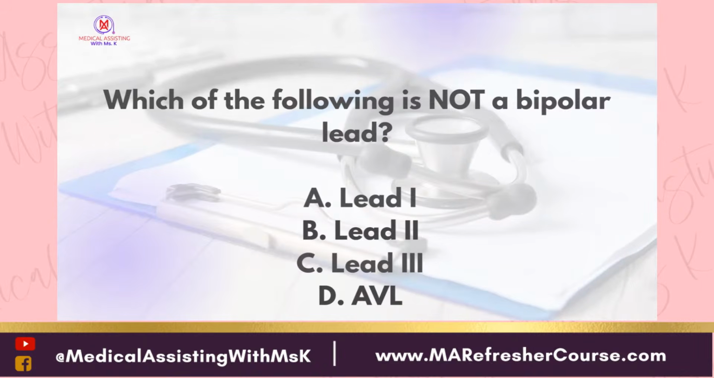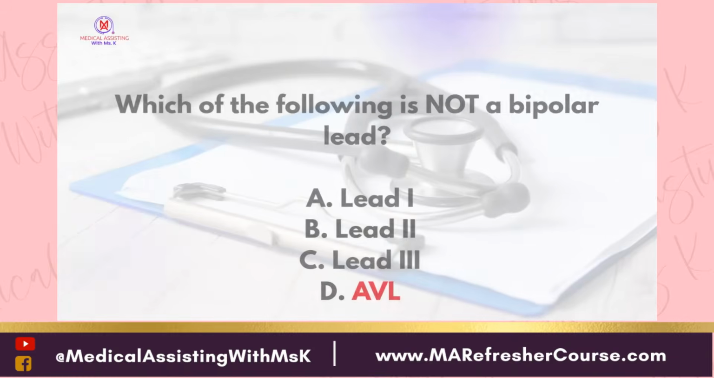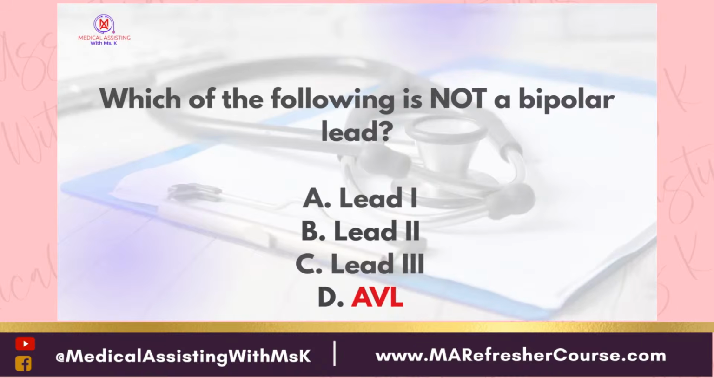Which of the following is not a bipolar lead? Now, a bipolar lead refers to a lead that is coming from two different directions. Okay. 12 leads mean it's coming from 12 different directions. After we answer this question, I'll go into a little bit more. Okay. So I see the answers are coming in. And if you said AVL, yeah, you're correct.